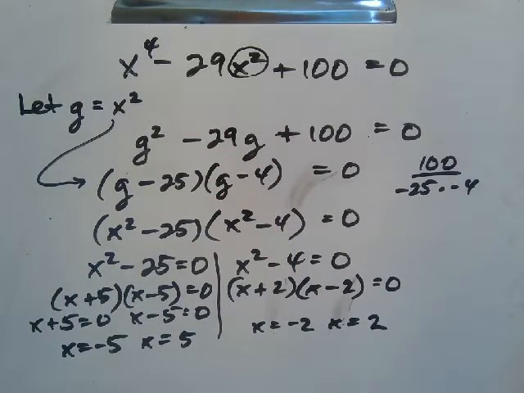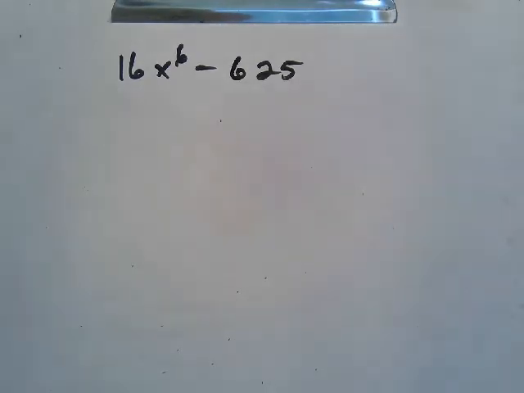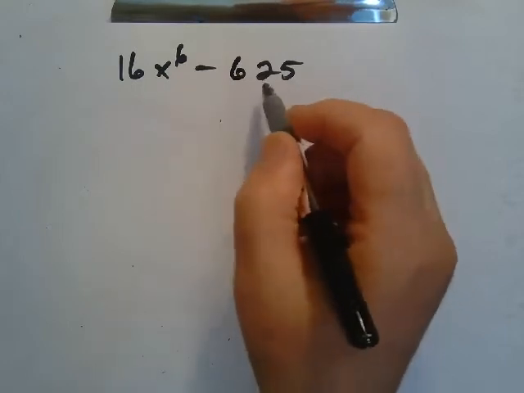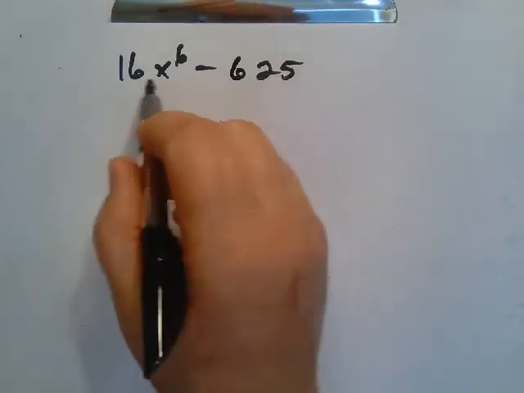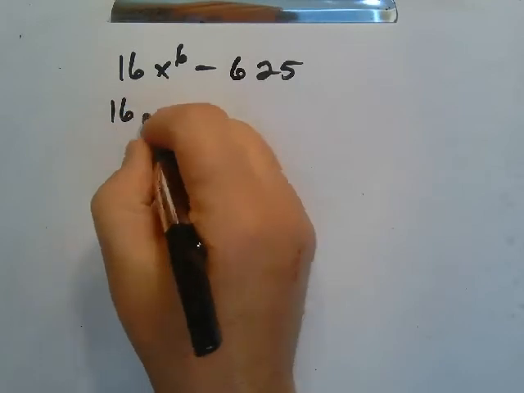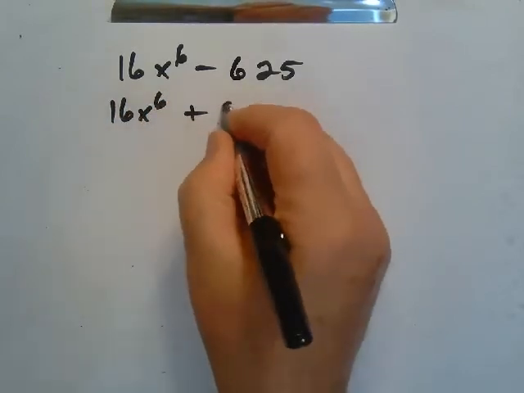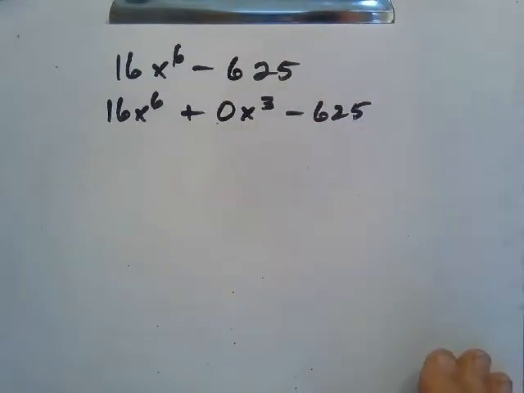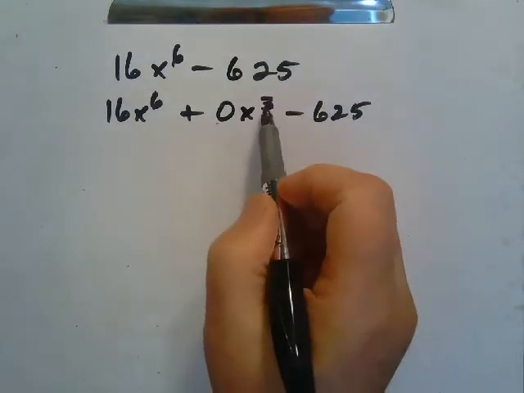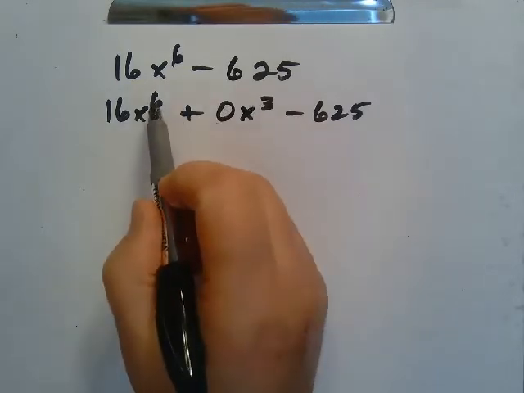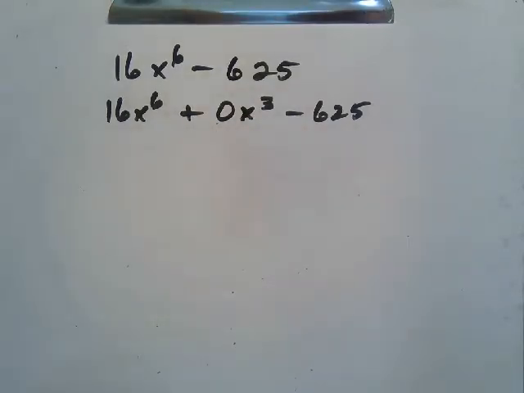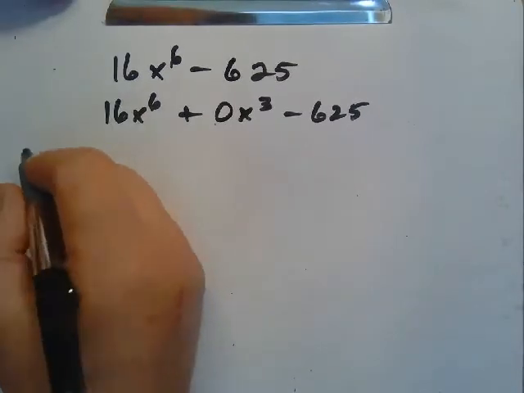Let's try another one here. All right, here's a problem that looks a little funny, and what you'll notice is it doesn't have a middle term here. But I can stick one in if I just call it 0x cubed. Now, why would I do that? Well, because now I can see that the middle term has an exponent which is half of the leading term. So I'm going to write this using quadratic technique and that let statement we have.